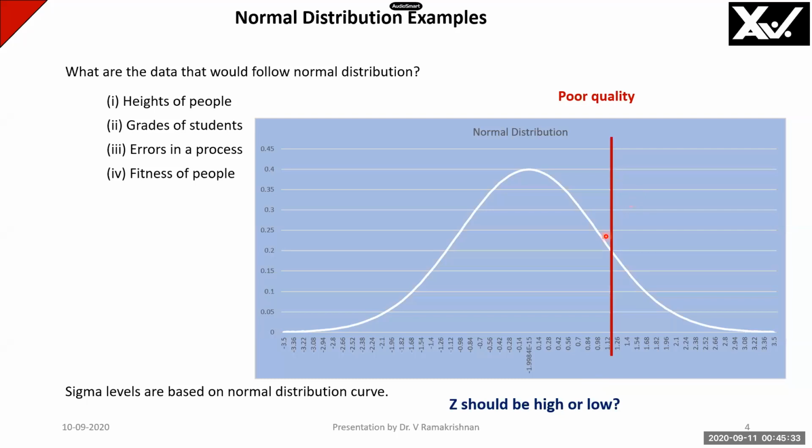So this is a poor quality because the area to the right of this vertical line is the defects. So more area is there. Therefore, more defects are there. Now you see here another process where the area to the right is very little. Therefore, defects are very little. Therefore, it is a good process. Okay.